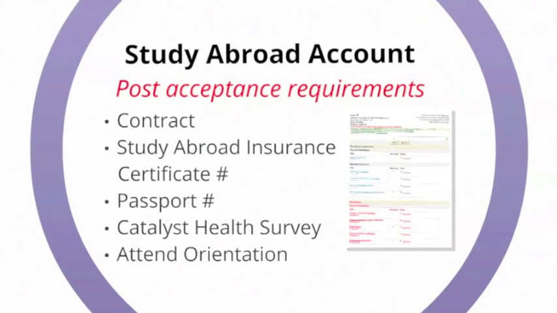And the first of those items is your study abroad account and the post-acceptance requirements you'll need to complete before we can enroll you. You'll need to turn in your contract. You'll need to enter your study abroad insurance certificate number. We'll talk more about insurance later. Your passport number, complete the Catalyst Health Survey, and attend an orientation. That's what you're doing right now.